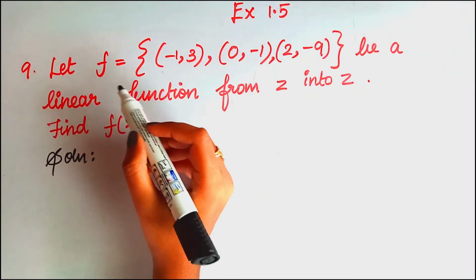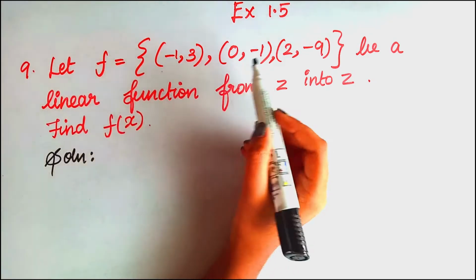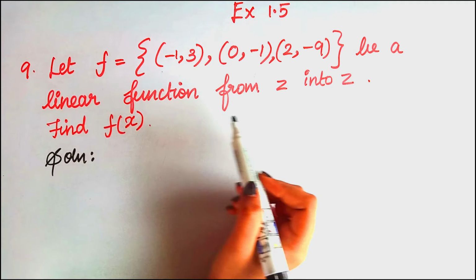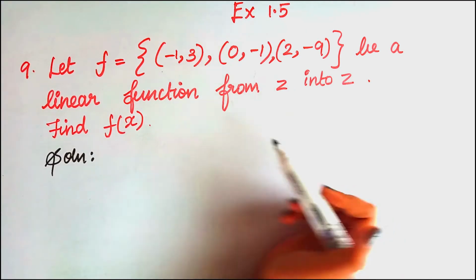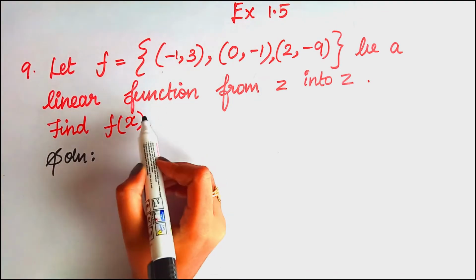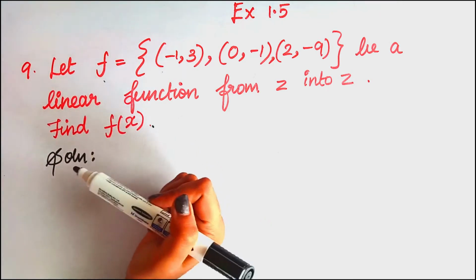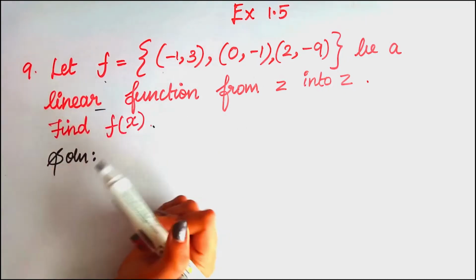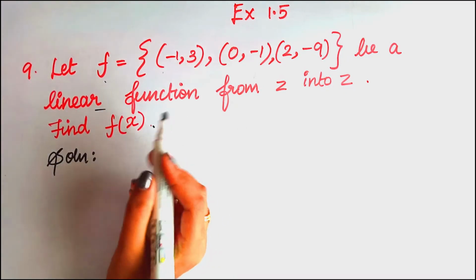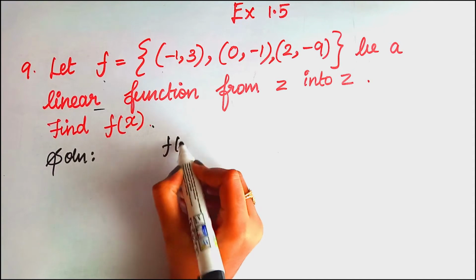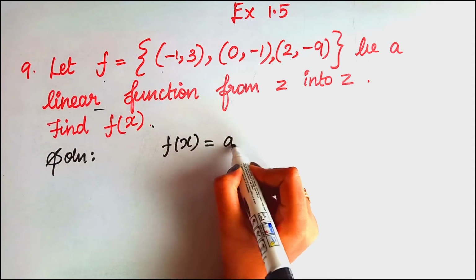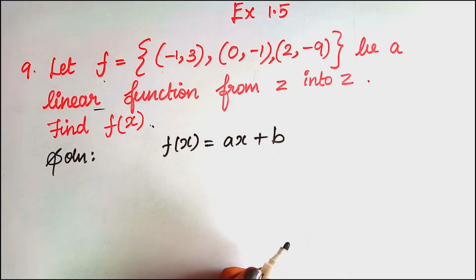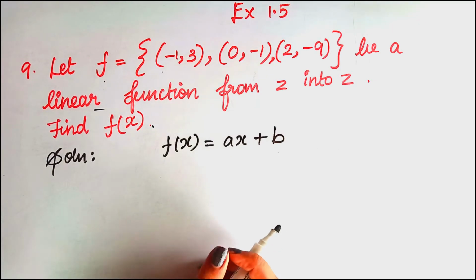Ninth sum. Let f = {(-1, 3), (0, -1), (2, -9)} be the linear function from Z into Z. Find f(x). So they have given a function f, the value of function f, and they have given a linear function. So let's take this linear function first. A linear function is defined as f(x) = ax + b. So this is our linear equation. Now we have to find what f(x) is.